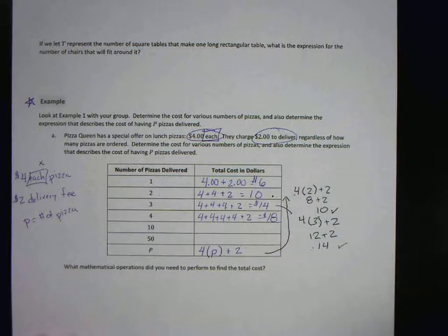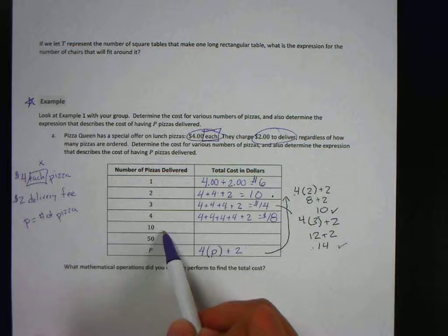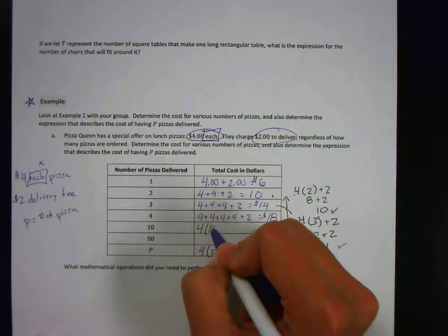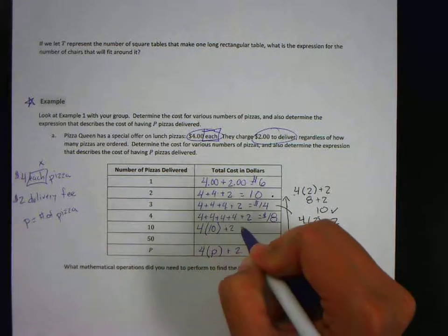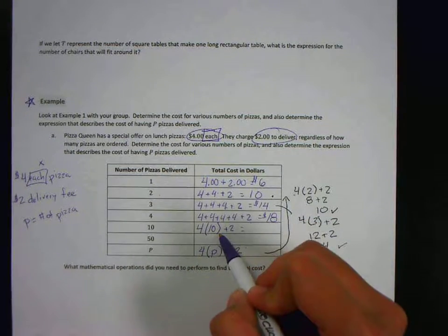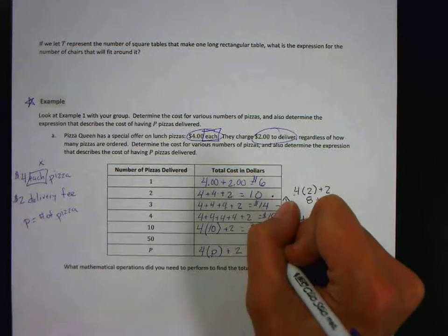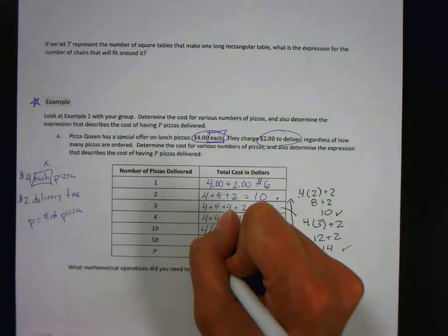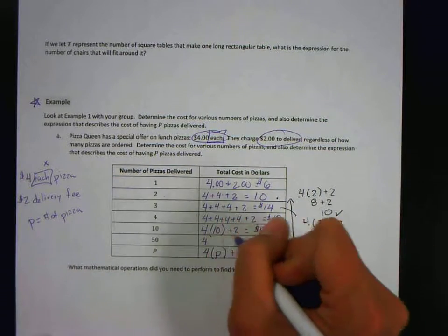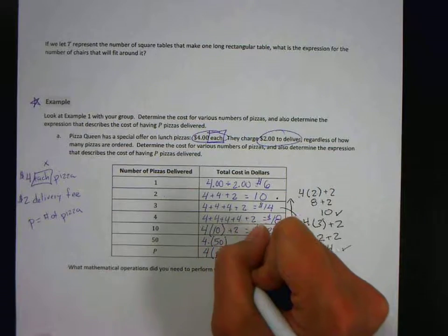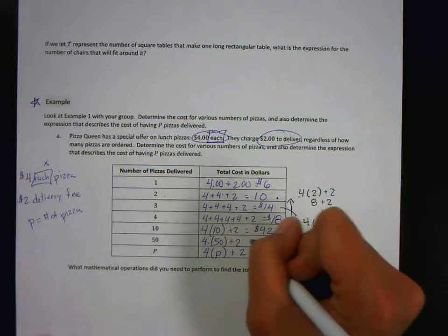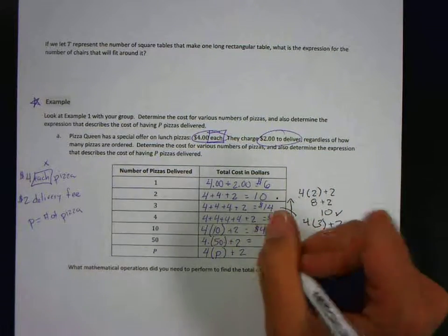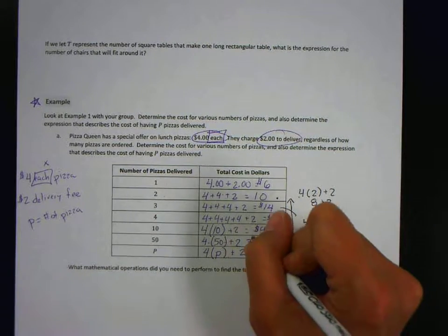when I get really large numbers, like 10 pizzas, because they're having a really big party. So we have $4 for each pizza times 10 pizzas plus my $2 delivery fee. 4 times 10 is 40 plus 2, that's going to be $42 for 10 pizzas. Let's say I have 50 pizzas because they're ordering for a school dance. $4 for each pizza times the 50 pizzas that I have, plus the $2 delivery fee. We have 4 times 50, which is 200, plus 2 is going to be $202.